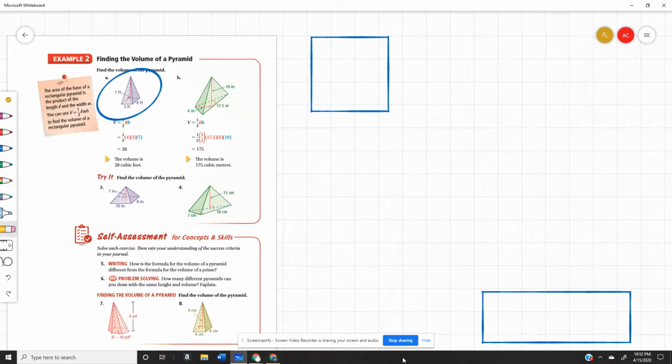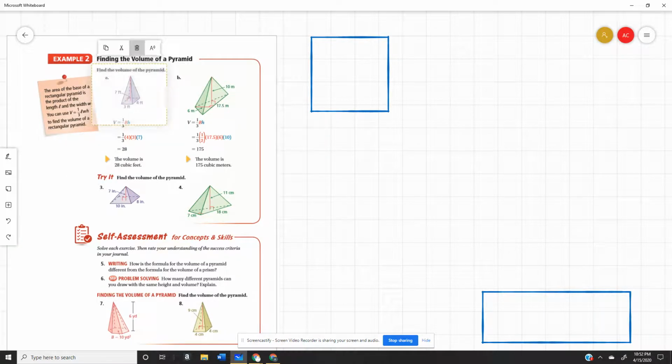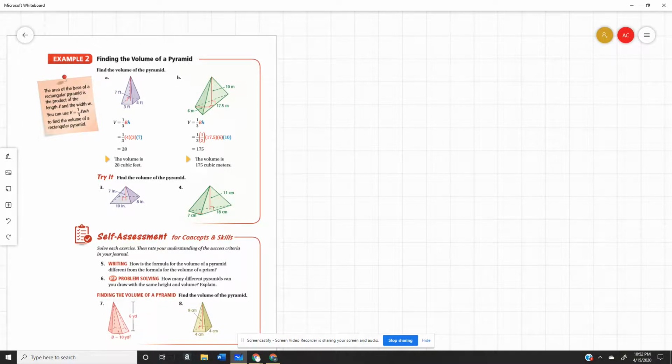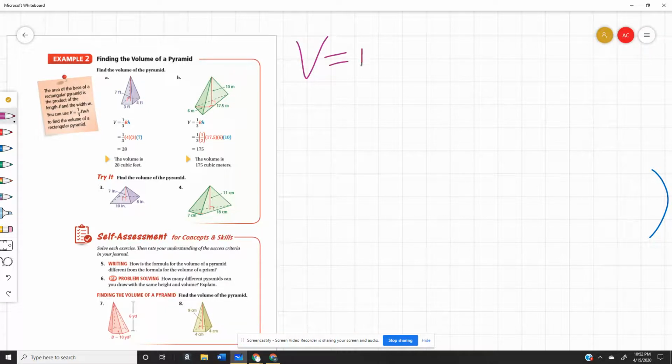I've got multiple things going on here, and I'll delete these free-formed boxes. And we'll look at try it number 3. Try it number 3 is a nice rectangular pyramid. So we're going to do the same thing. Volume equals 1/3 area of the base times height.